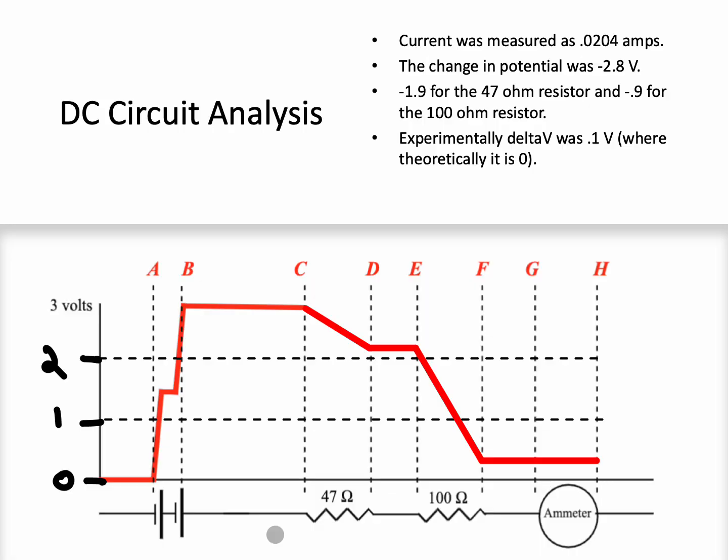For an analysis of the DC circuit, with some math that we ran, the current was measured to be about 0.024 amps. The change in the potential across the entire thing was about negative 2.8 volts, which is not ideal, but we'll get into that. There was a negative 1.9 volt change for the 100 ohm resistor, and a negative 0.9 volt change for the 47 ohm resistor. Experimentally, the delta V was about 0.1 or 0.2, where it should have been 0 in real life, but we'll get into why that was not observed later.